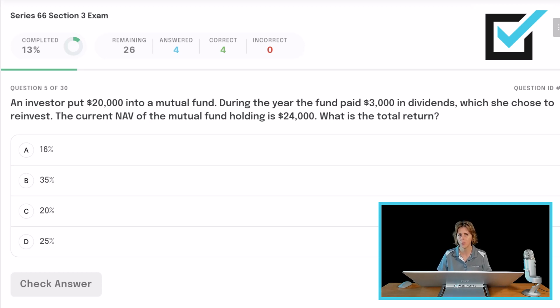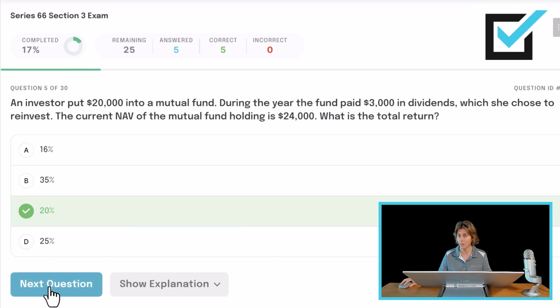No, be careful, because it says that the dividends were automatically reinvested. So that 3,000 of what looks like growth is actually the automatically reinvested distribution. So it's $3,000 in dividends plus only $1,000 in the growth. So yield plus growth divided by what was paid. Yield is 3, growth is 1. So $4,000 divided by $20,000 is 20%.